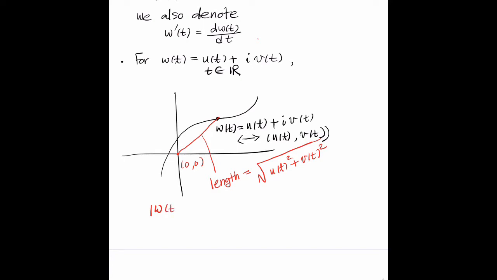So here we define the modulus of w(t). The modulus is the square root of u(t) squared plus v(t) squared. We don't need to define it because we already defined the modulus of a complex number before. So we get this one.